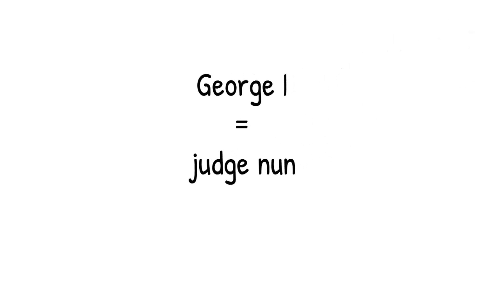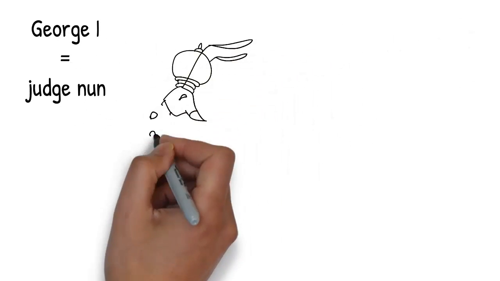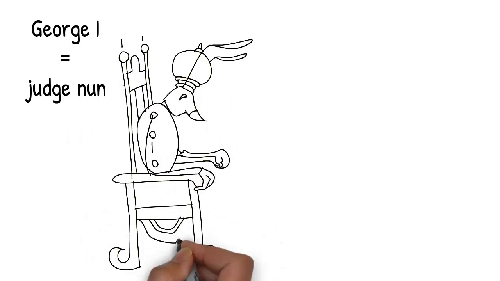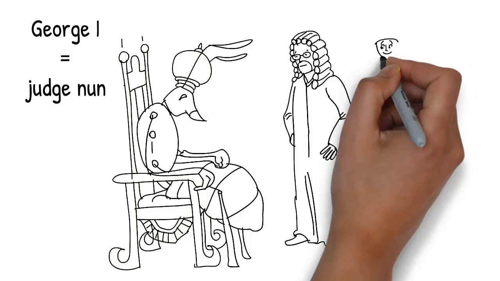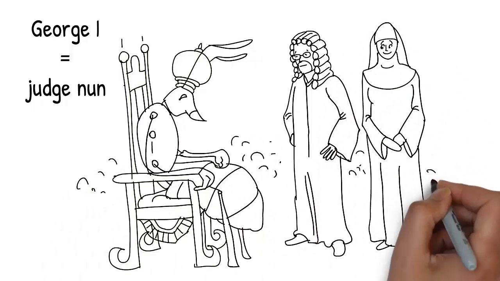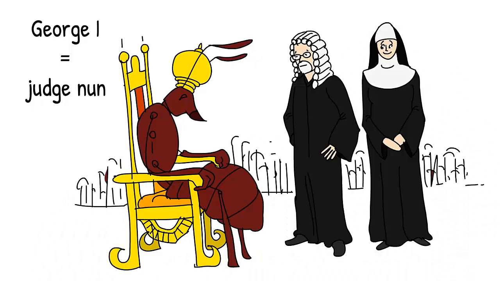The second British monarch was King George, or George I. George I sounds like Judge None. Imagine a judge walks up to the Queen Ant and introduces a nun. He's a traditional English judge wearing the long black gown and white wig, and the nun is wearing the traditional black and white habit. When you visualize the judge and nun talking to the Queen Ant, you'll remember George I.